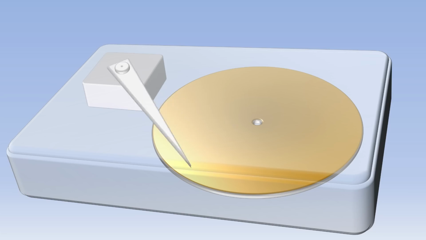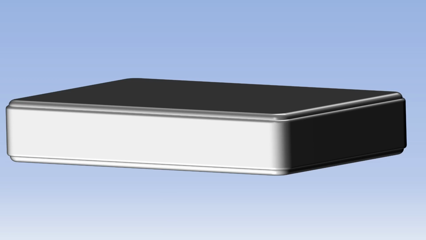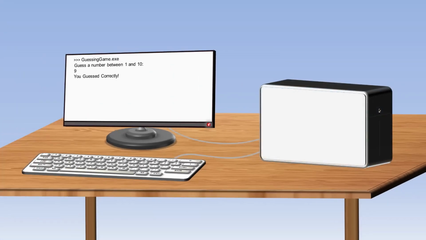The disk and the arm generally move very, very quickly, but nowhere near as fast as the CPU can process data. For this reason, all the data from the hard drive must first be moved to RAM before it can be processed. So we'll put the hard drive back inside the computer and zoom out. Here we can see the program we just ran and the message telling the user that he guessed correctly. So now you've seen the very basics of how a computer processes information.